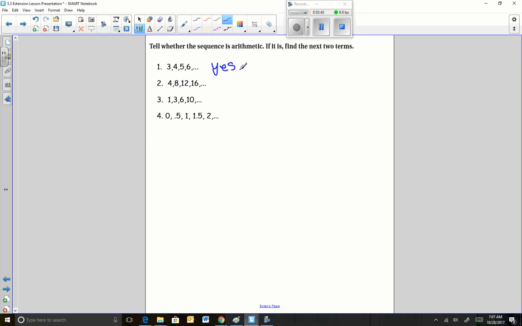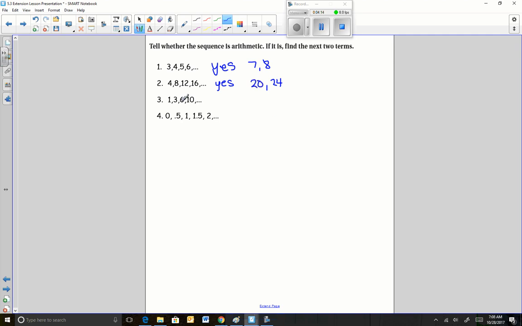Yes, it's an arithmetic sequence. It says, if it is, find the next two terms. So this is 6, the next term would be 7, and the following term would be 8. Let's try the next one. 4 plus 4 gets me 8, plus another 4 gets me to 12, plus 4 gets me to 16. So this one is definitely arithmetic. I'm adding 4 each time. So add 4 to the 16. 16 plus 4 is 20, and then 20 plus 4 is 24.